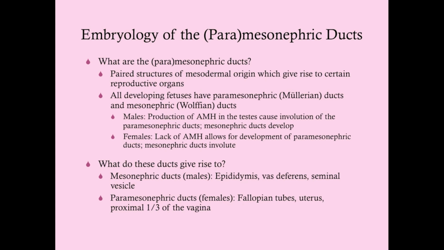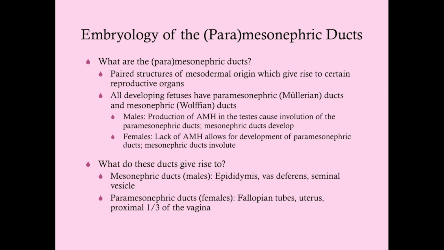What these ducts do give rise to is, in males, the Wolffian ducts or mesonephric ducts, which give rise to the epididymis, vas deferens, and seminal vesicles. I should say vesicles, there's two of them. And in females, the paramesonephric ducts, which we are concerned about here, give rise to the fallopian tubes, the uterus, the cervix, which are not listed here, and then the proximal third of the vagina.